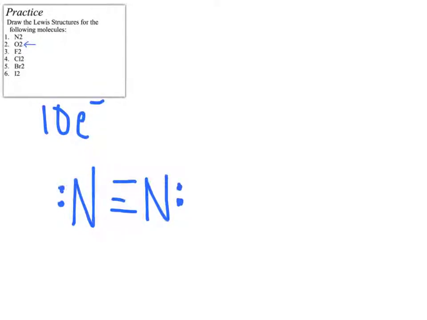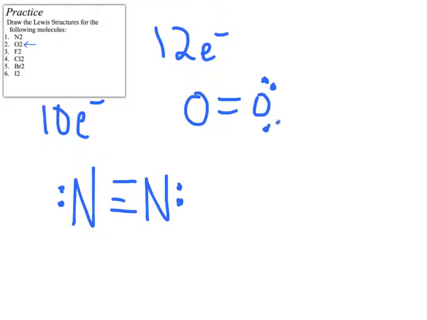So there's my N2 with a triple bond, and you notice that I have 1, 2, 3, 4, 5, 6, 7, 8, 9, 10 total electrons. All right, if I want to make O2, O2 has 12 electrons, and it's going to have oxygen, oxygen, double bond, and a couple lone pairs on each oxygen. And then my fluorine is going to have a single bond and a total of 14 valence electrons.